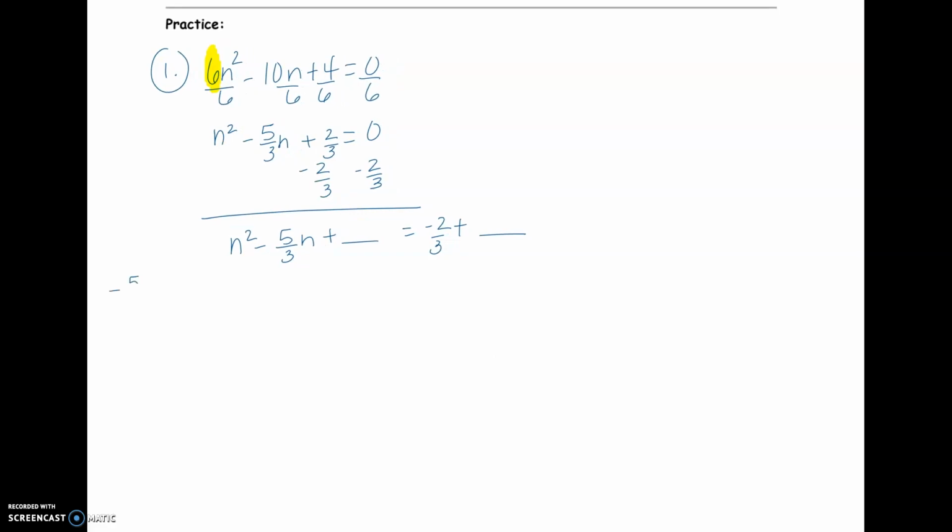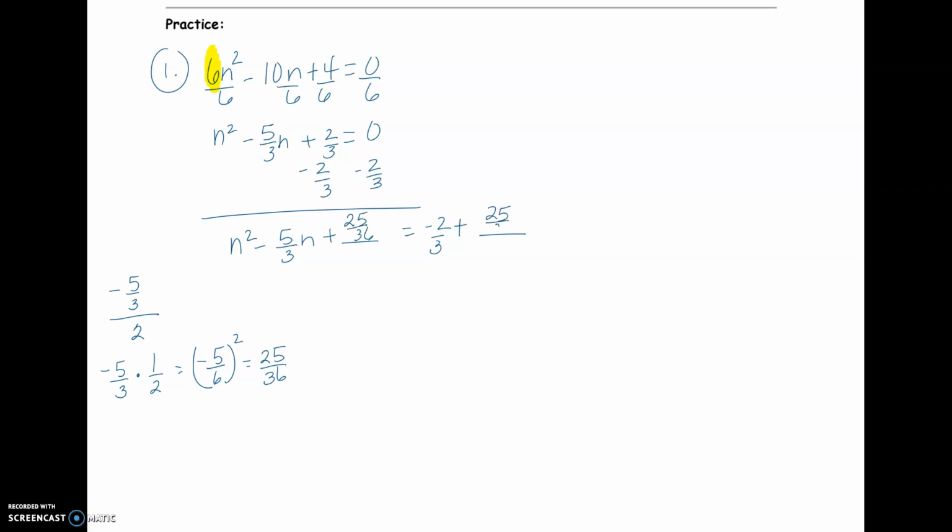I take my b, which is -5/3, and I take half of that. -5/3 divided by 2 is the same as multiplying by 1/2. And I get -5 over 6, but now I have to square it. -5 times -5 is +25, and 6 times 6 is 36. So I'm adding 25/36 to both sides. I have completed the square.